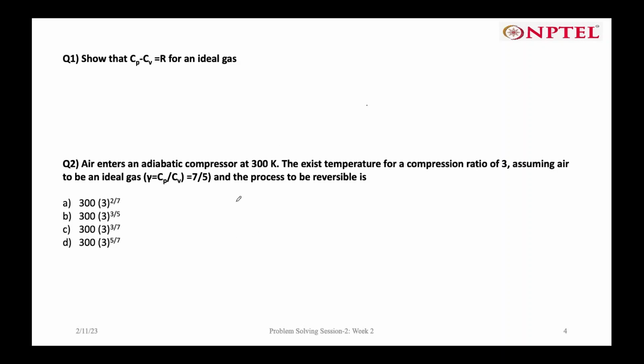So all of you got this answer. T2 minus T1 is equal to P2 minus P1 into gamma minus 1 by gamma, right? All of you got this one? Yes, sir. Okay.